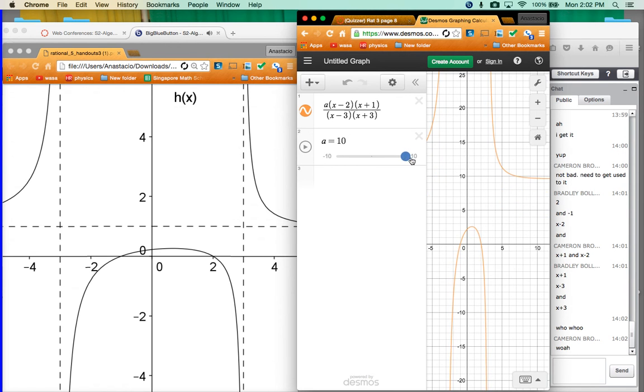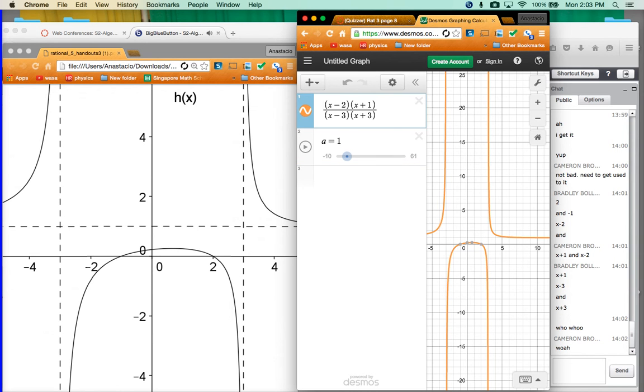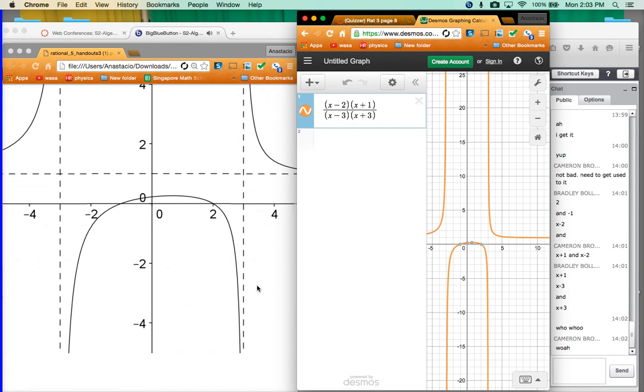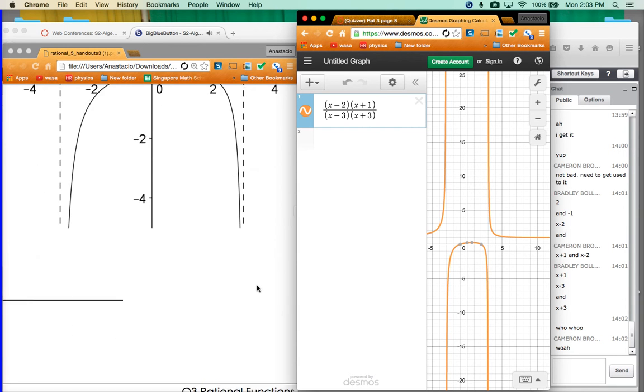As we change this number, your horizontal asymptote changes, your vertical intercept changes. Your x-intercepts do not change, though, as you mess with this number. But in this case, a was equal to 1, so we don't even need it there. But I'm just letting you know that might be the only other complication in this thing.